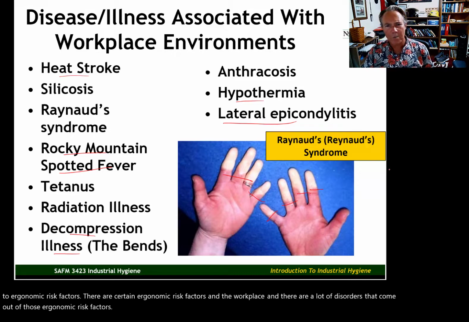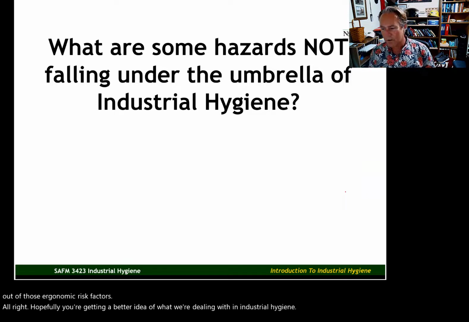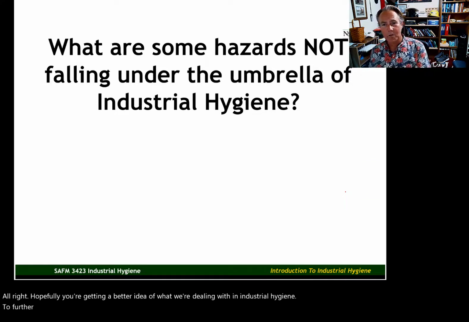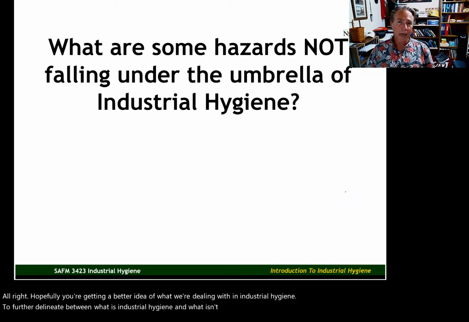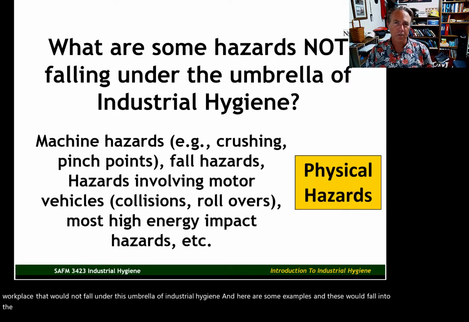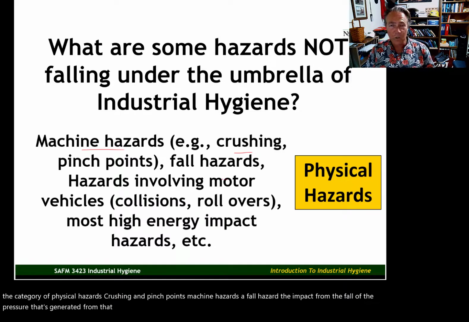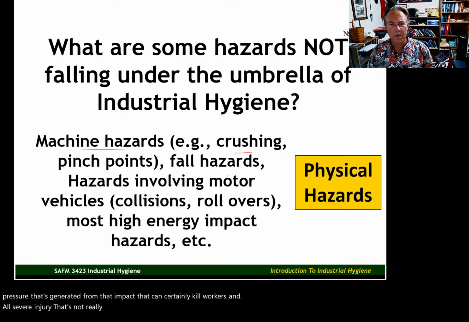All right, hopefully you're getting a better idea of what we're dealing with in industrial hygiene. To further delineate between what is industrial hygiene and what isn't, let's think about some hazards that we might face in the workplace that would not fall under this umbrella of industrial hygiene. And here are some examples. And these would fall into the category of physical hazards. Crushing and pinch points, machine hazards. A fall hazard, the impact from the fall, the pressure that's generated from that impact that can certainly kill workers and cause severe injury. That's not really going to be of interest to an industrial hygienist.